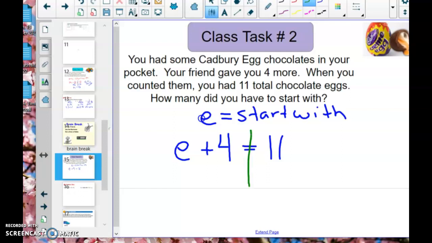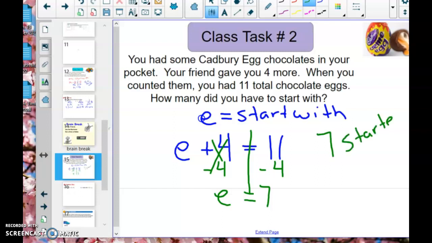So just like before, I draw that dividing line there. I go to my side with a letter on it, and it says plus 4. So I am going to subtract 4 on both sides. Remember, both sides means both sides of that line that I drew. And then 11 minus 4 means that I started with 7. So if I check it, 7 added to 4, yep, that gave me 11. So I started with 7 eggs.